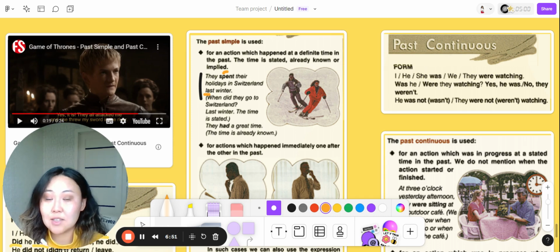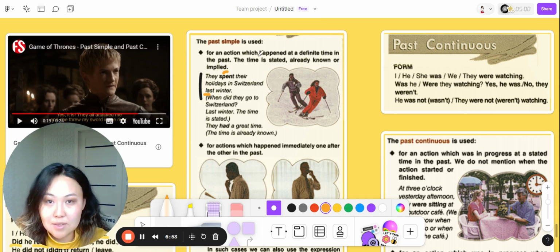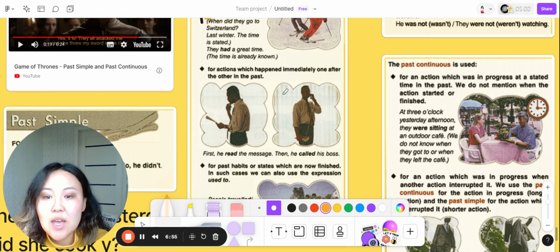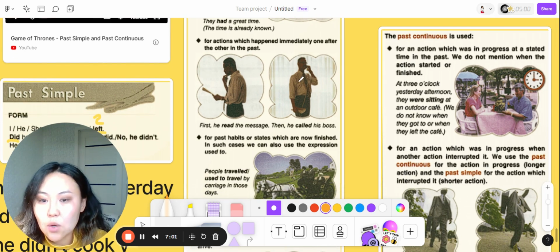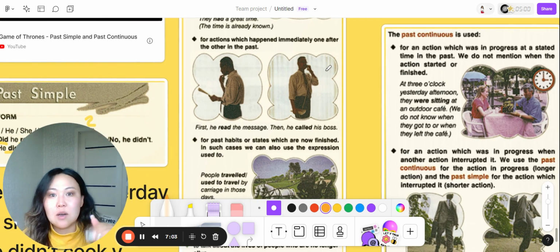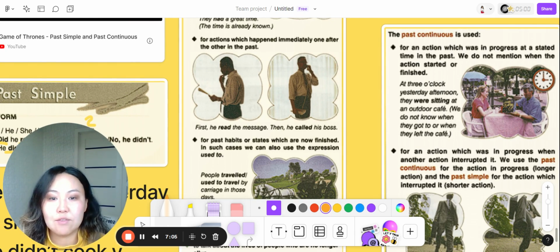We know when it happened. And yeah, it's a past time. Next one, for actions which happened immediately one after the other in the past. So it's pretty obvious because yeah, here we have an example. First, he read the message, then he called his boss.